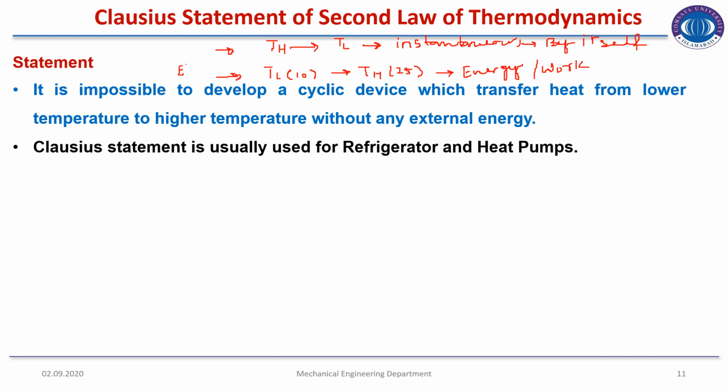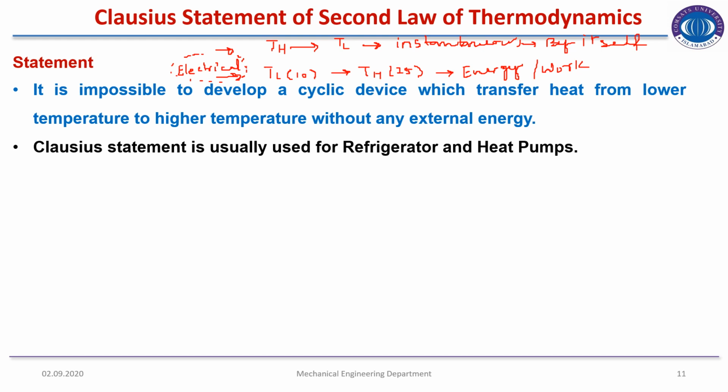Let's suppose you will have to supply electrical energy. So electrical energy will be supplied to take heat from the low temperature thermal energy reservoir that is at 10 degrees centigrade and reject it into the higher temperature thermal energy reservoir that is at 25 degrees centigrade. Electrical is an example. Mostly we have electrical devices, so I have given the example of electrical energy.